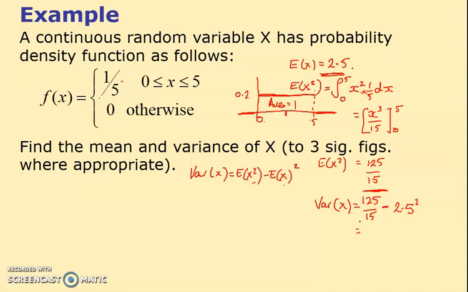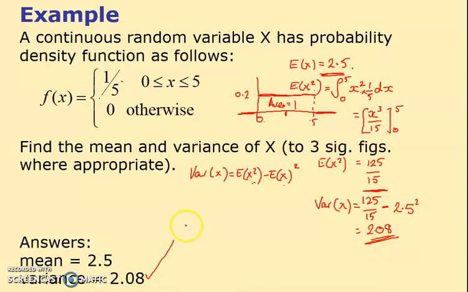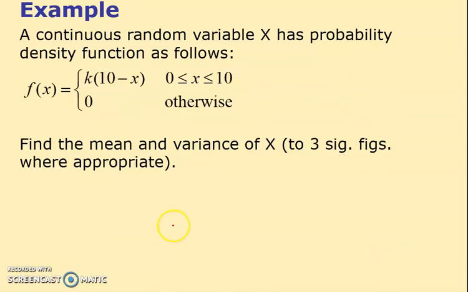125 divided by 15 minus 6.25 squared. And I get, oh, I typed it in wrong. 125 divided by 15 minus 2.5 squared. That's better. 2.08 I get. 0.8333 recurring. So let's see what the answer actually is. 2.5 is right, 2.08, yes, we've got those right. And I've got another example for you.